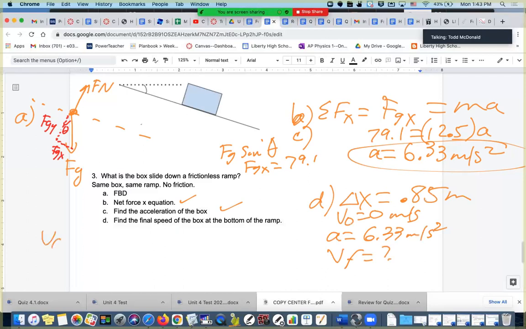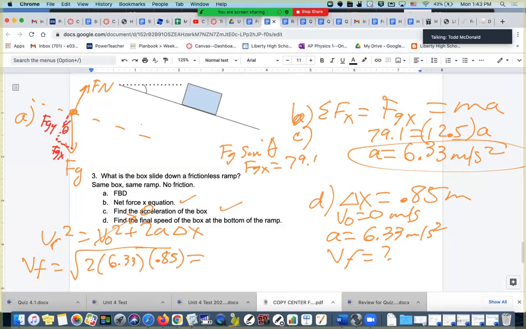Same equation, VF squared is equal to V initial squared plus 2A delta X. This term goes away. VF is equal to the square root of 2 times acceleration, which is 6.33, and our displacement still is 0.85. So let's recalculate this number, punch it into a calculator. 6.33 times 0.85 times 2. And then we're going to hit to the 0.5 power or square root. And you end up this time with 3.28 meters per second at the bottom of the ramp.